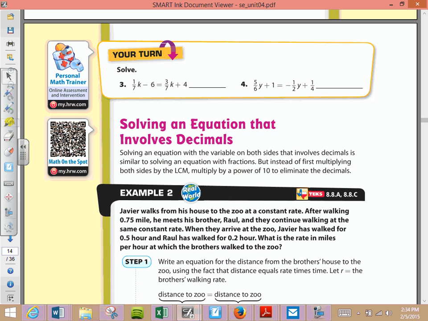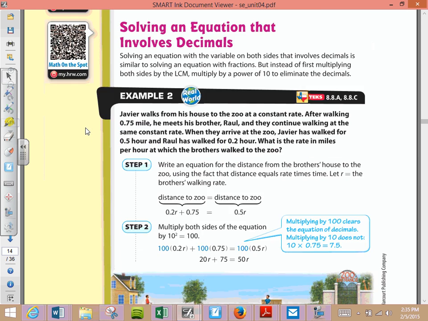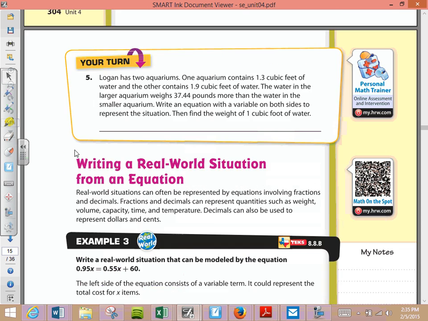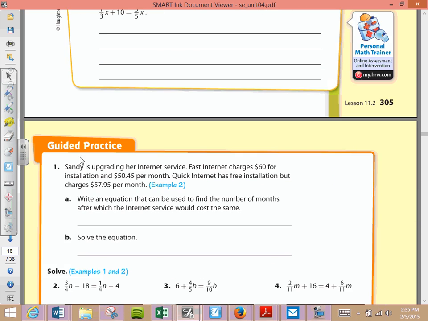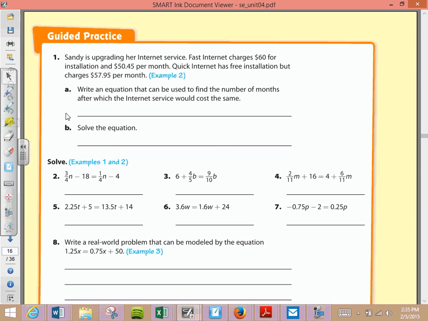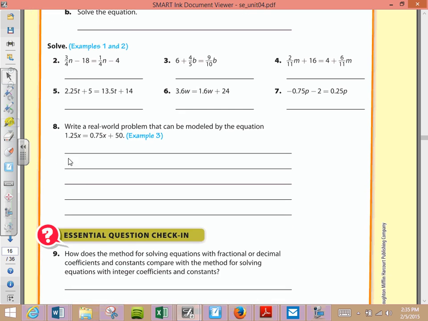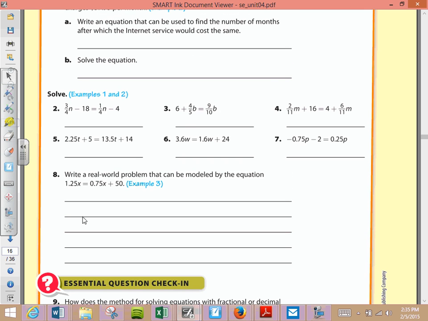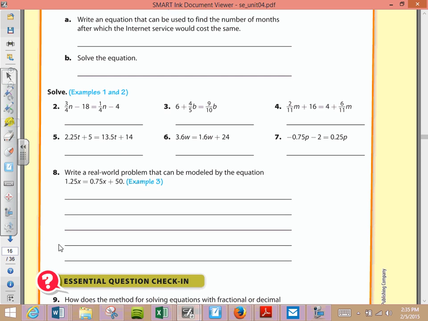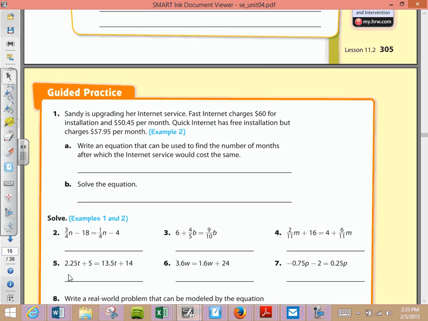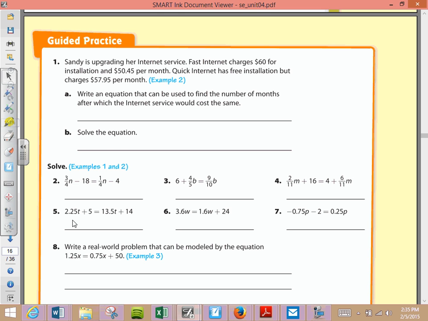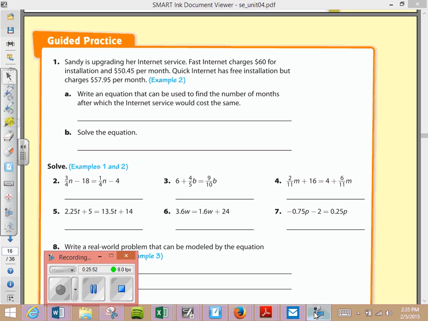A is like X. Yes, thank you. It's just a variable. Your homework is going to be, when you're done with that, the guided practice on page 304. Yeah, simply the whole page. And notice that it's a lot of fractions, and you also have decimals. Oh, 306, sorry. 306. Yes, you're going to do all of it.